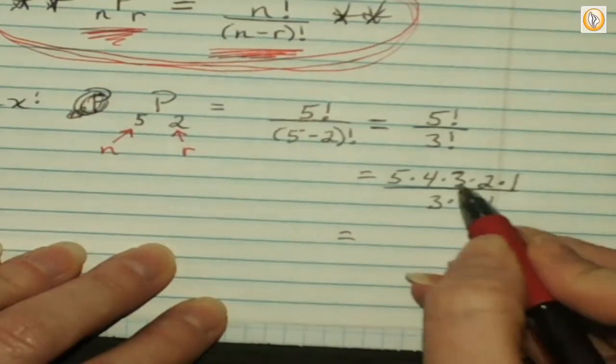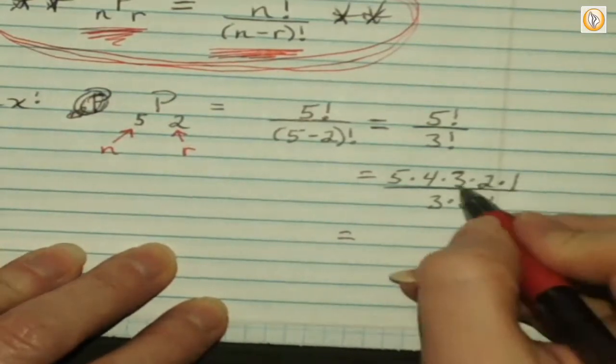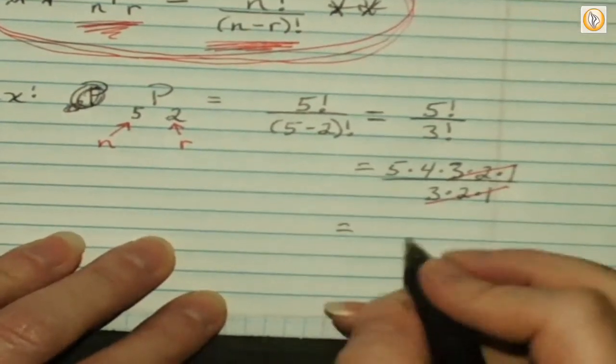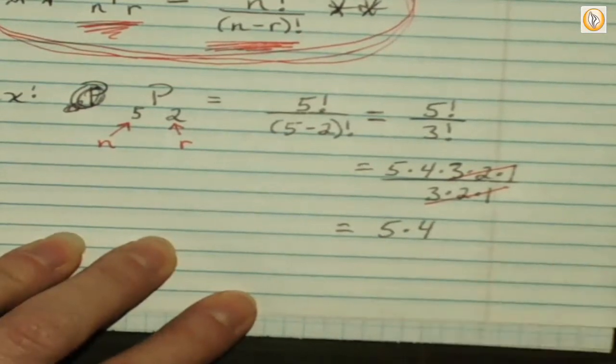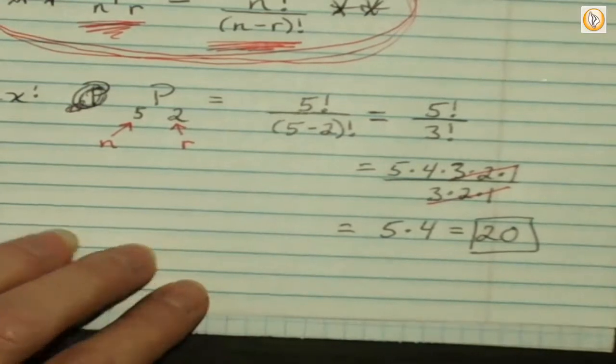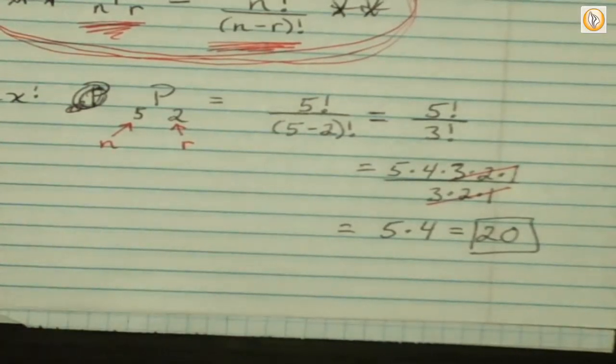Y'all see this 3, 2, 1 and this 3, 2, 1? I can cross those out because they're the same. I'm now left with 5 times 4 on the top because everything on the bottom's gone, right? So what's 5 times 4? 20. And there's my answer. And if you didn't cross those out and you did 120 over 6, then you divide and get 20. That's right. But being able to cross it out makes it a little bit easier. Any questions?